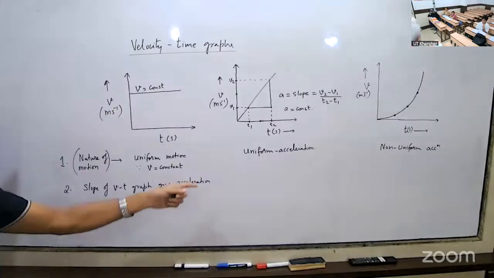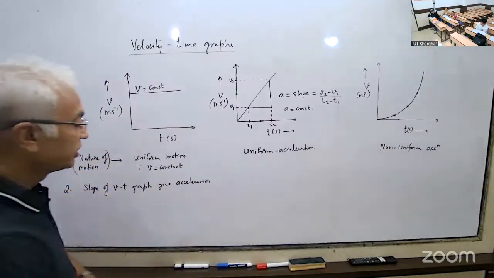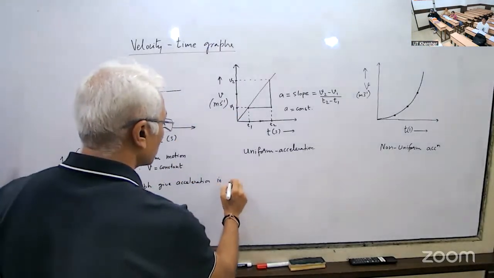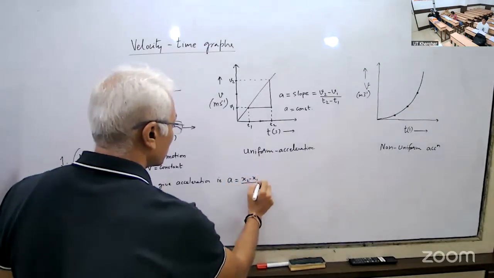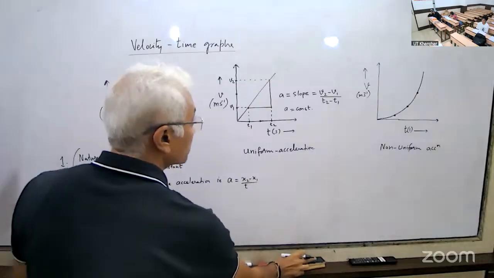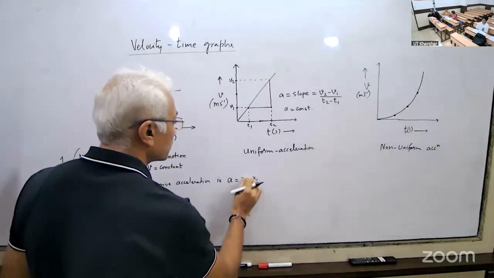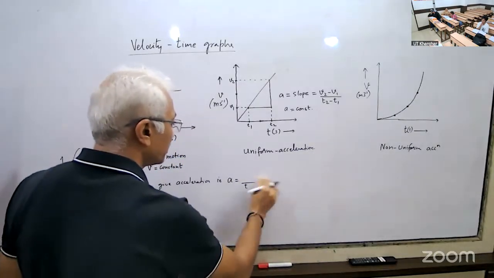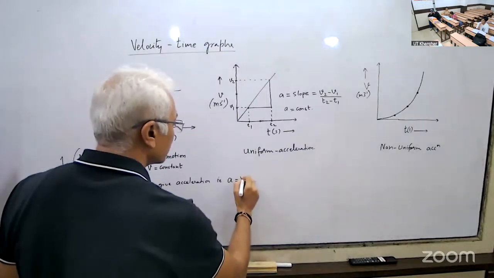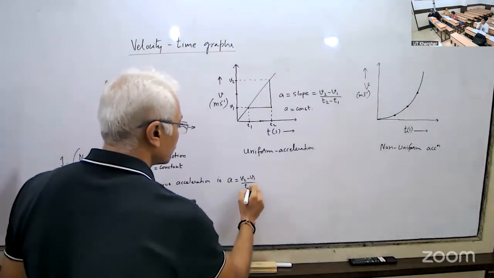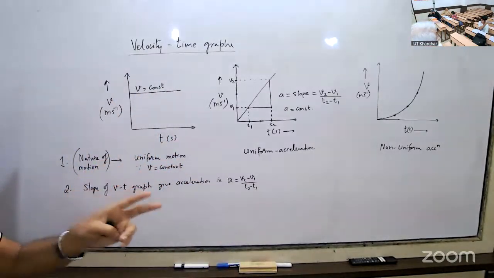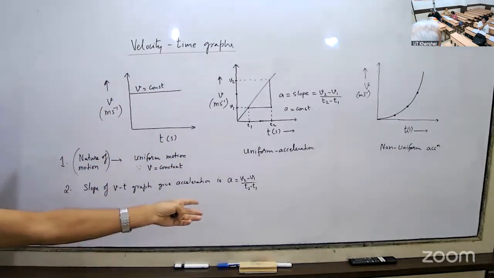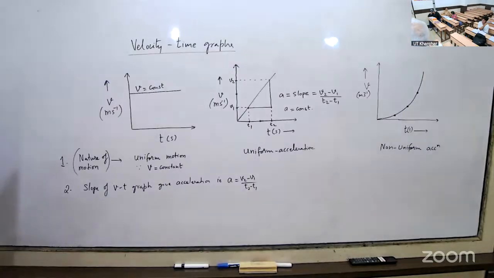Because this is the second thing. Slope of that VT graph, that is a equal to v2 minus v1 divided by t2 minus t1. This is a VT graph. Select any 2 points on the VT graph and you can calculate the slope from this.